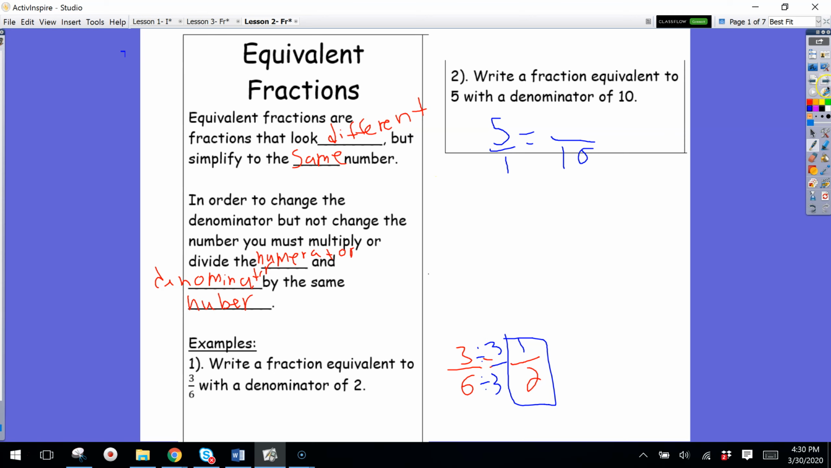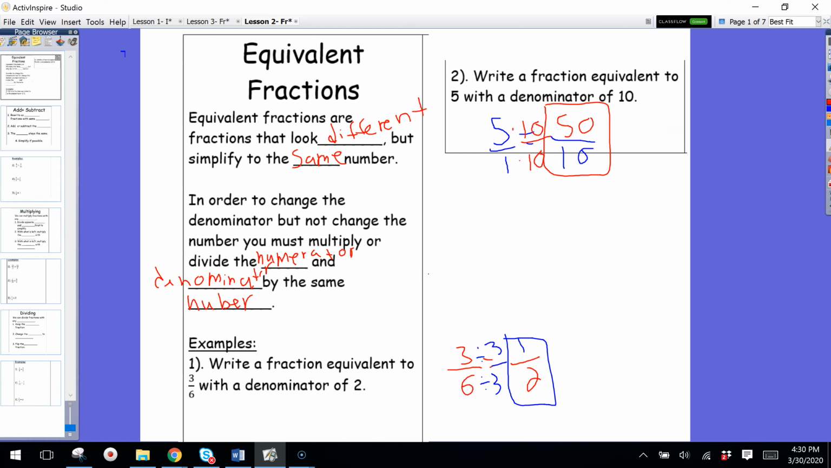But for right now, we're going to write it so that we can see what I multiplied by to get a 10. Well, I multiplied the denominator by 10. And remember, we need to multiply by 10/10 so that we don't change what the value is. That means the numerator also needs to be multiplied by 10, and this becomes 50. So 50/10 is the same thing as 5/1. It's just two different ways to write this.